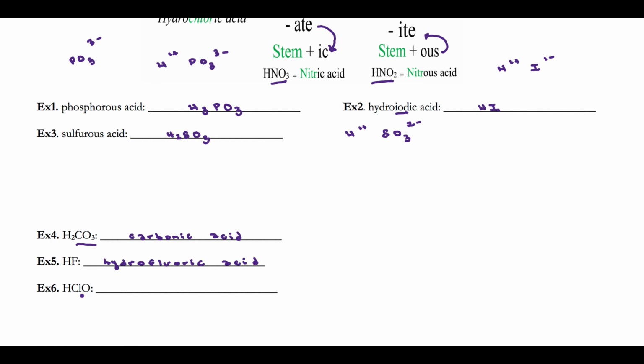Finally, HClO. So ClO is hypochlorite. So since I have an ITE ending here, I'm just going to take my stem, so hypochlor, and I'm going to add an us ending. So this is going to be hypochlorous acid.